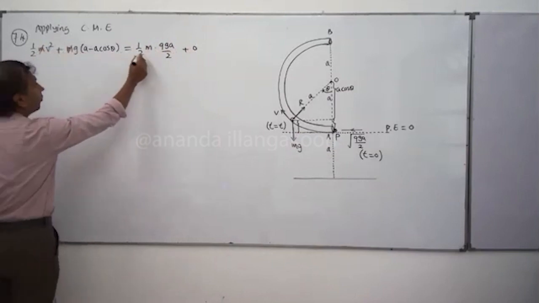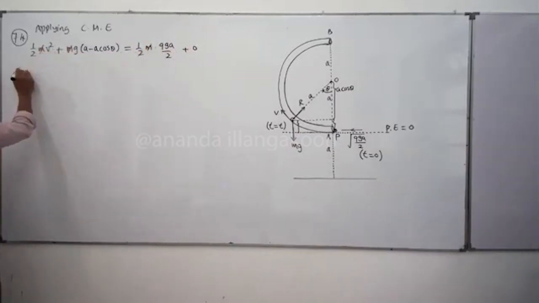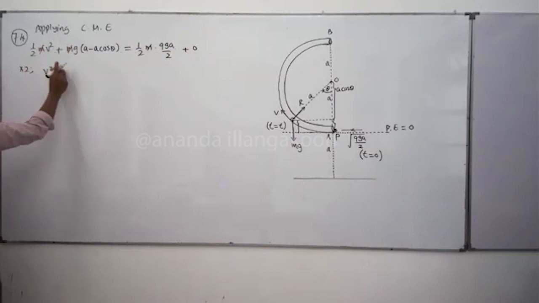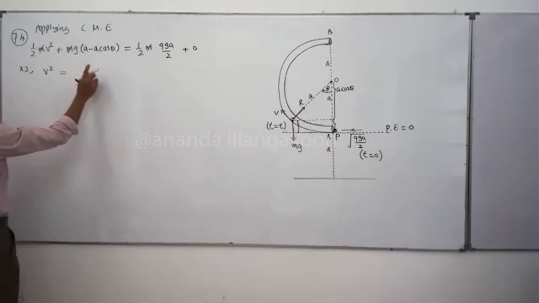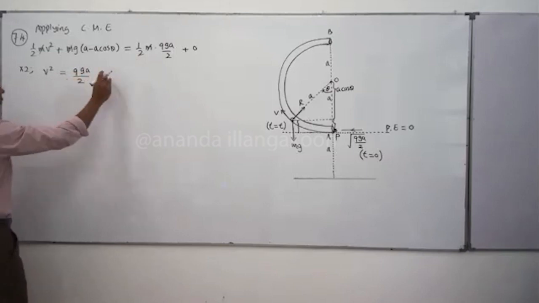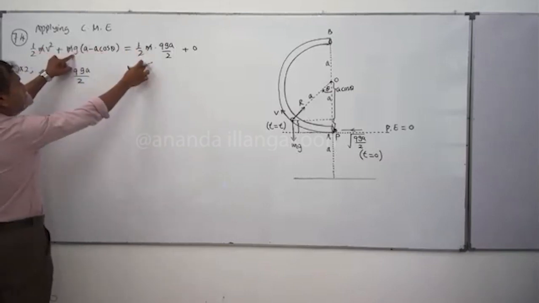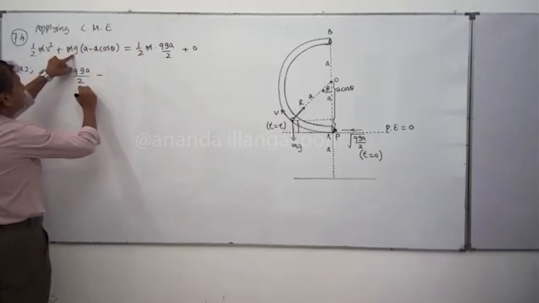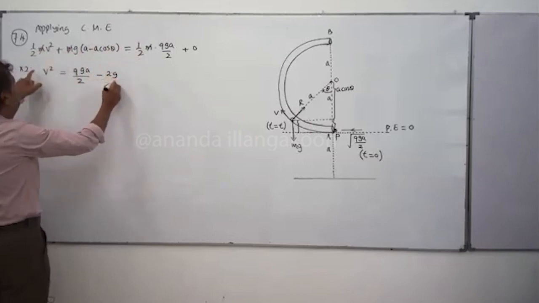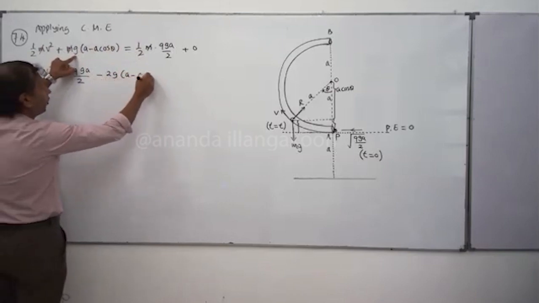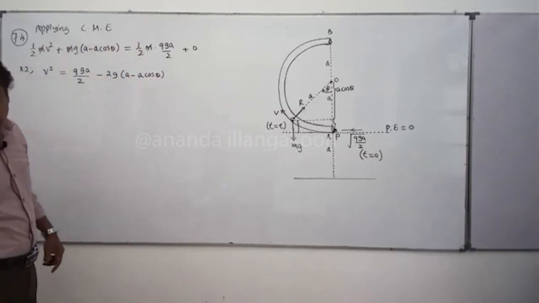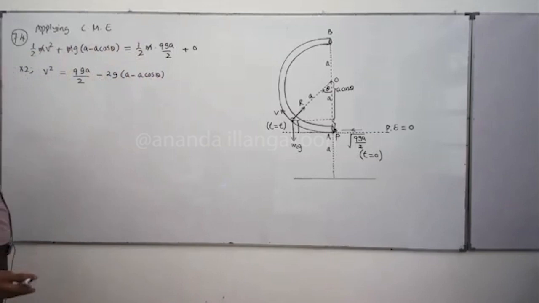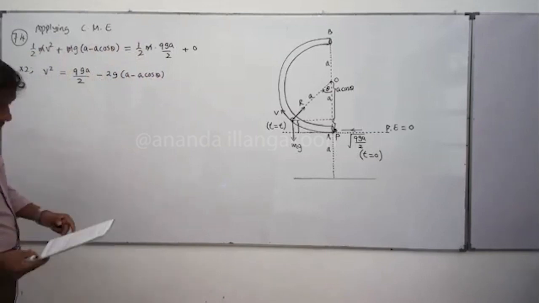Now we'll simplify this. We can cancel this m, and we need to find v squared, so multiply by 2. When you multiply this by 2, we can cancel the 1 by 2. Then v squared equals 9ga divided by 2, and multiplying the other term by 2 and taking it to the right hand side, it will be minus 2g within brackets a minus a cos theta. Now simplify this and you get this answer.